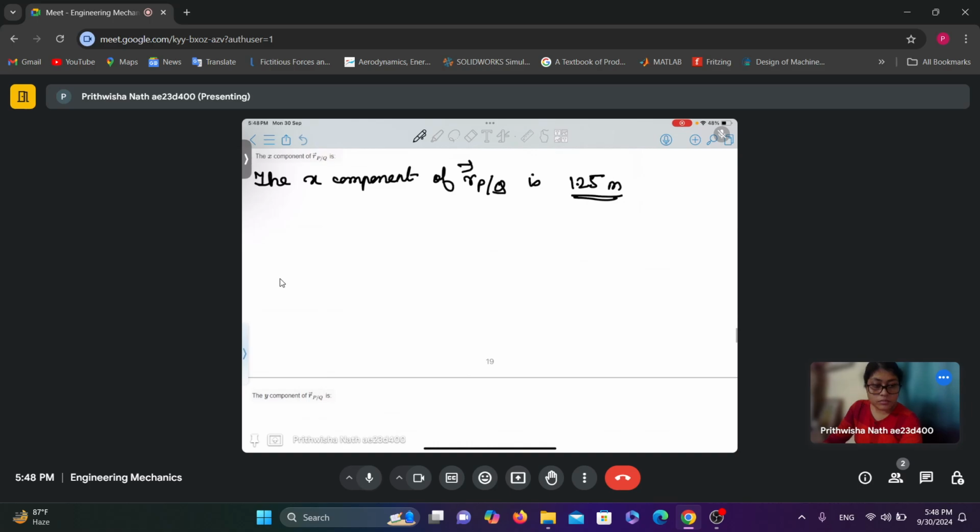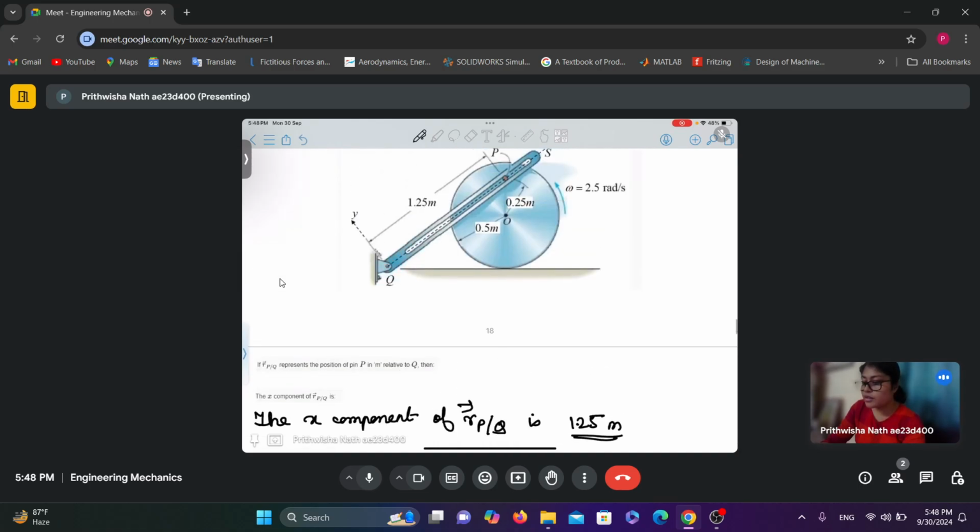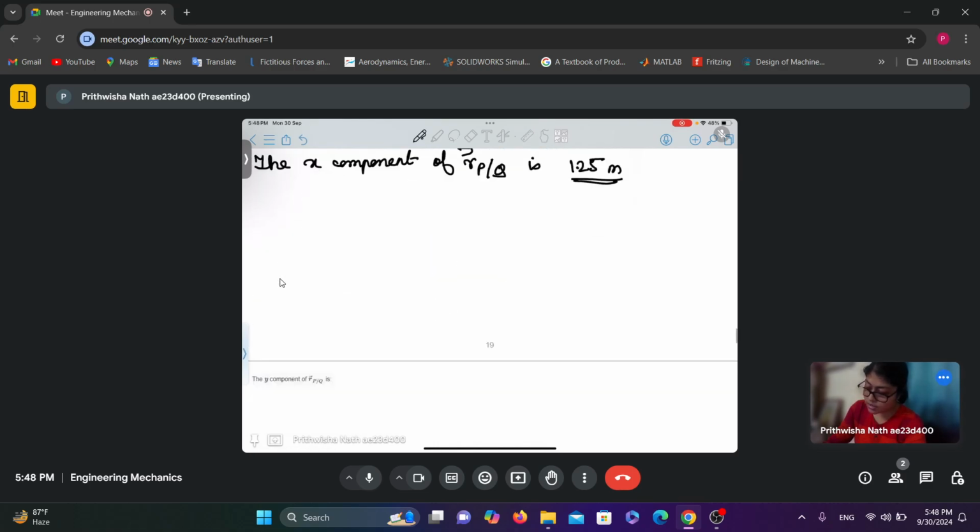Now they have asked for the y component of RPQ. So this is only along x direction, right? So there is no component along the y direction, so it will be 0.